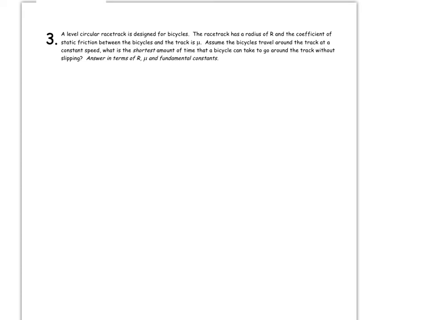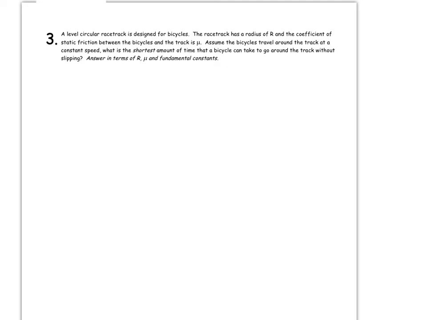We're going to move on to some algebraic problems here. So up first we have a bicycle going around a track, a circular track with a radius of r, and we know the coefficient of static friction between the bike and the track is mu. The bike's going around at a constant speed, and we want to know the shortest time the bike can go around the track without slipping.